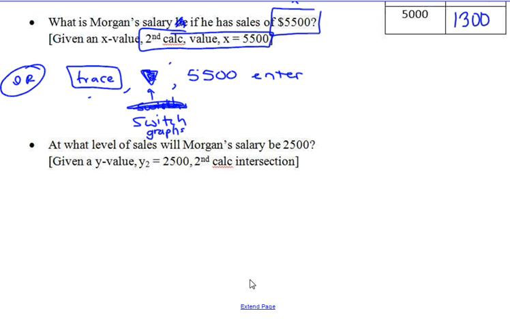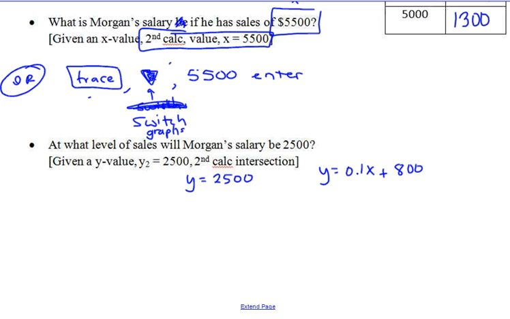At what level of sales will Morgan's salary be 2,500? Do they give us the x or the y? They gave us the y value. In a linear equation, yes. In a quadratic or cubic, no. So our equation, guys, is linear. So would it be easy to put in y and solve for x in this case? Yeah. If it's a quadratic or cubic equation, it's a lot harder.